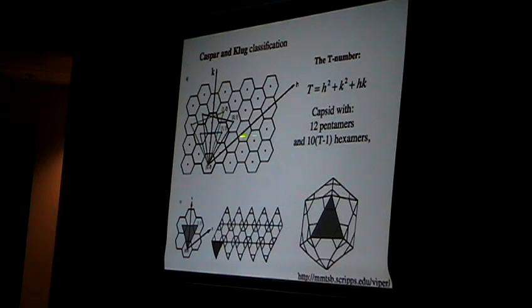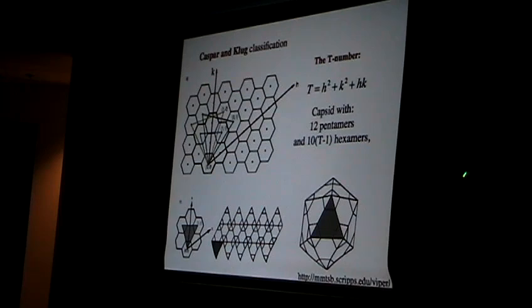So let me tell you more about H and K. This is the h-axis, this is the k-axis, and T is equal to H squared plus K squared plus HK. If you want to make a polyhedral shell from a hexagonal sheet, it's not possible unless you introduce pentagons in appropriate places. If you introduce a pentagon here, go one unit along the h-axis, rotate 60 degrees, go one unit along the k-axis and make another pentagon, and keep going, you can make this shape and then fold it back, which has the symmetry of the soccer ball.